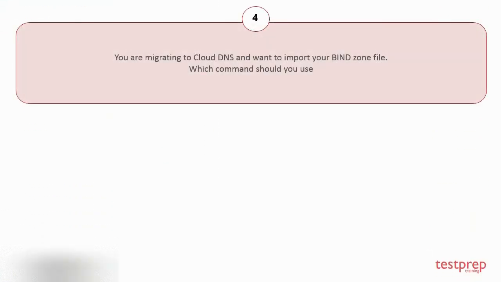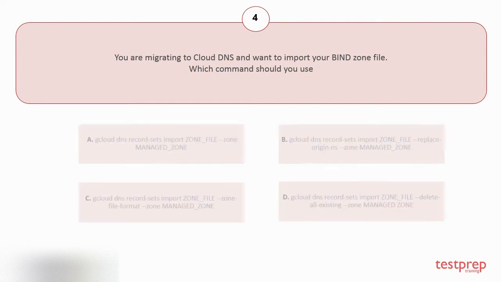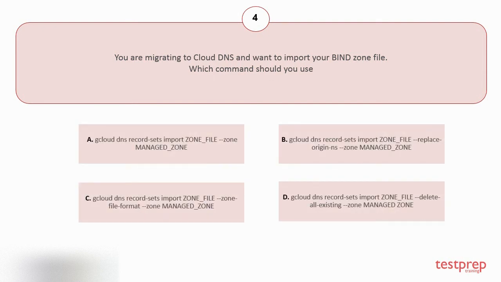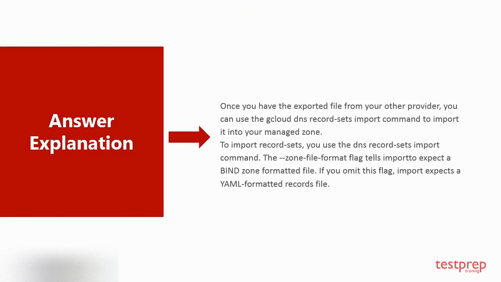Question number 4. You are migrating to Cloud DNS and want to import your bind zone file. Which command should you use? Your options are: The correct answer is option C. You can refer the following for the explanation of the answer.